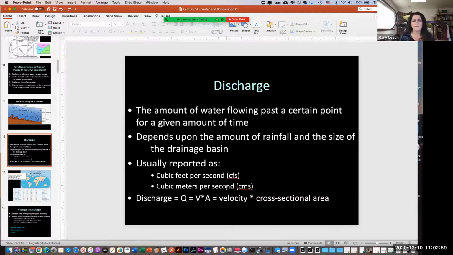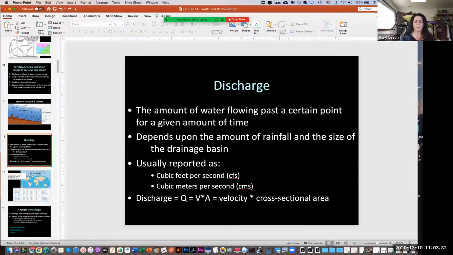So this is significantly larger than a cubic foot per second. And you calculate the discharge, which is represented by the letter Q, as the velocity of the water, so the speed of the water in centimeters per second, or feet per second, depends on whether you're using English or metric units, and the cross-sectional area.